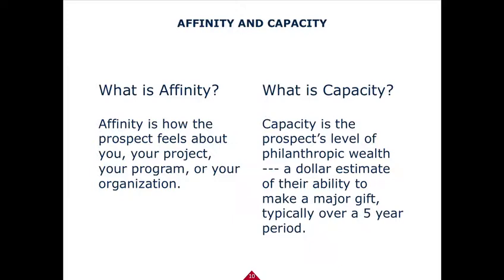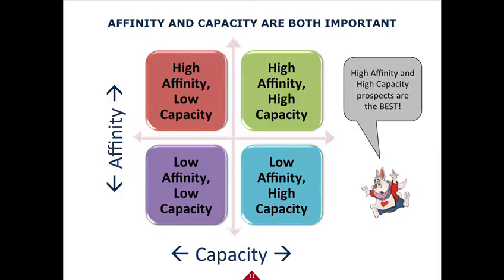So affinity and capacity, both of these are very important when you think about prospecting. You don't want to just find wealthy people. You want to find wealthy people who also likely have affinity. Affinity is that nebulous set of characteristics that indicates how much someone likes you, your program, or the project you're trying to raise money for. Capacity is focused strictly on the ability to give. Does someone actually have the assets that make them capable of making a gift at a certain level? Your best prospects are those that have high affinity and high capacity. So it's important to identify both of those things.